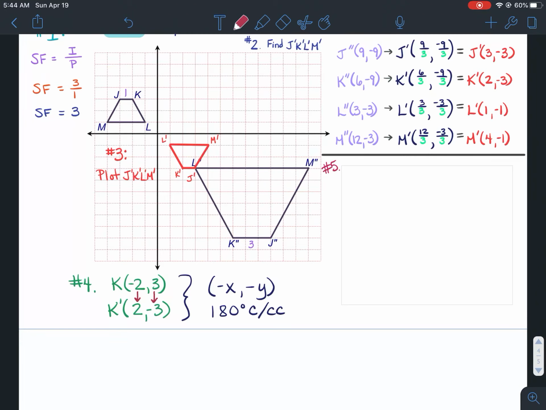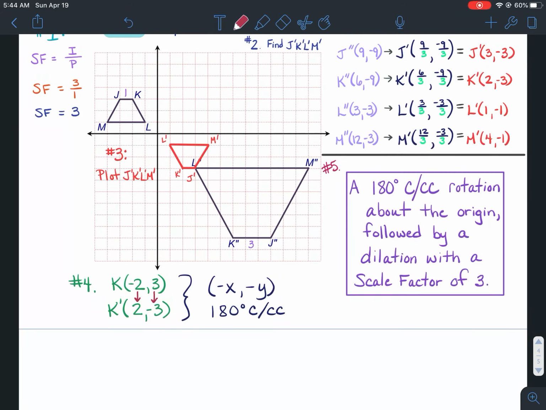Okay, so our final answer, what is the sequence of transformations? Well, the sequence of transformations would be a 180 degrees clockwise or counterclockwise rotation about the origin, followed by a dilation with a scale factor of 3. Again, it is 180 degrees clockwise or counterclockwise rotation, because remember, 180 clockwise and 180 counterclockwise is the same exact thing. So it's 180 degrees clockwise or counterclockwise rotation about the origin, followed by a dilation with a scale factor of 3.